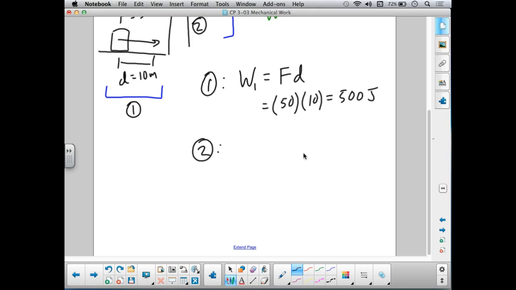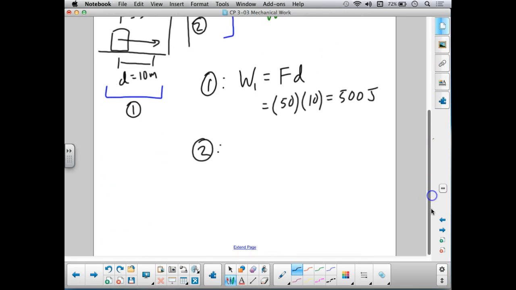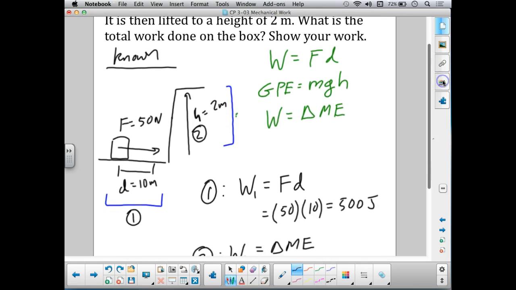The second part is realizing that when I'm lifting the object onto the shelf, I'm giving it mechanical energy. And any change in mechanical energy that the box didn't have before, that has to be due to mechanical work. So there's a second bit of work that happens here, and it's equal to the change in mechanical energy of the box. What kind of mechanical energy did I give the box? I gave it GPE. So let's use our GPE equals mgh. The mass of this box is 7 kilograms, and oops, I never wrote that on my notes. Always write that on your notes.